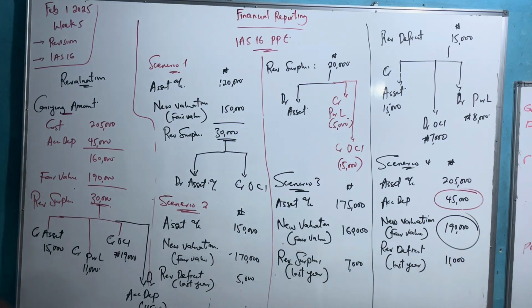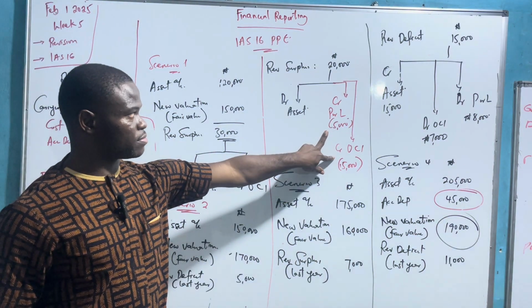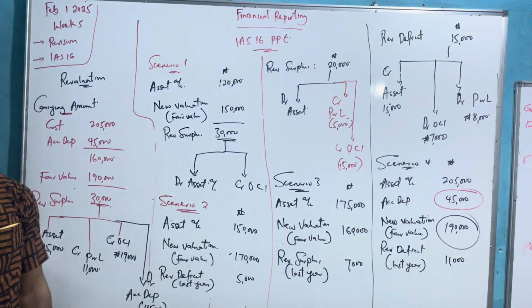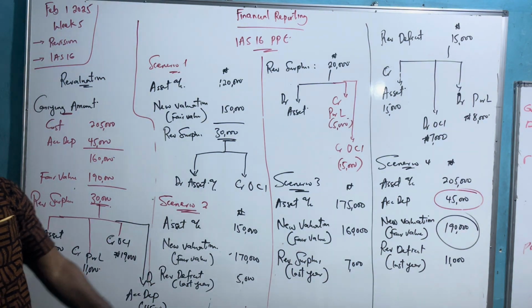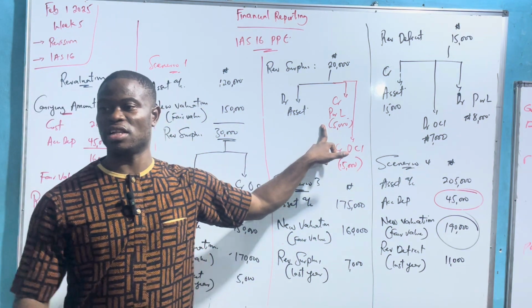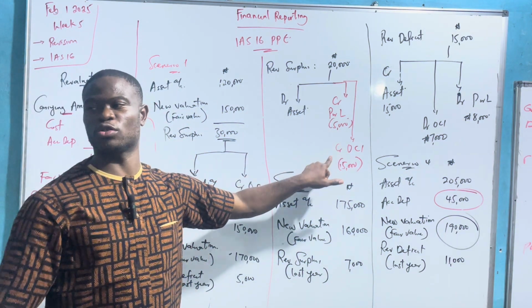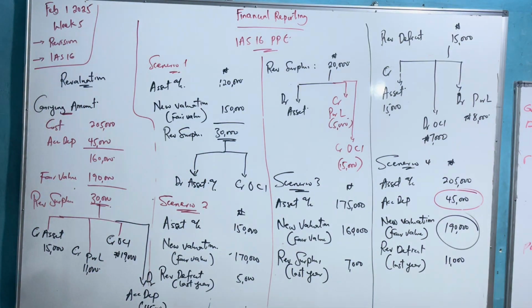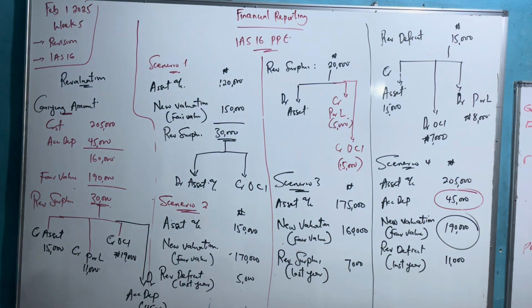Where did I do it before? I did it here, where you had a surplus of 20,000. We did not take the entire 20,000 to OCI because there was a previous deficit. So we took 5,000 to P&L. The excess can then go to OCI, which is 20 minus 5. The same principle, the same thing. It's a build-up of knowledge.